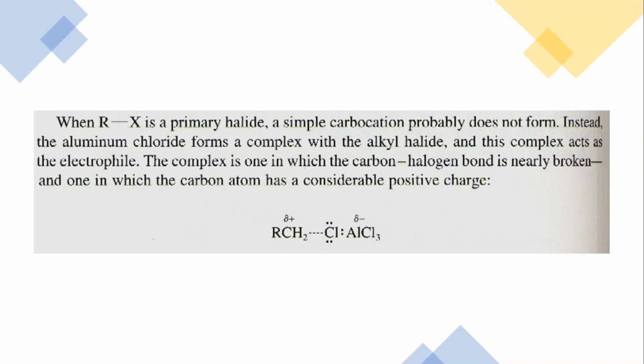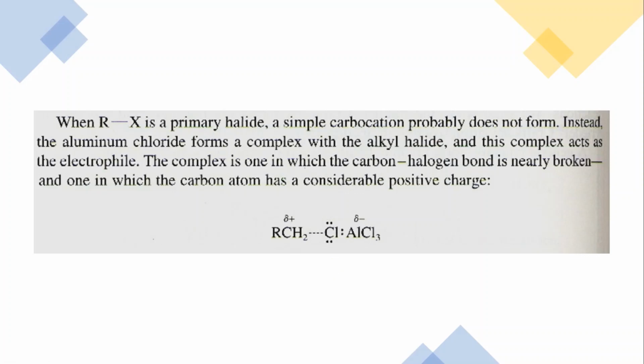There is a little bit of change in the mechanistic pathway for the primary and for the tertiary and secondary alkyl halide, because in secondary and tertiary alkyl halide we have the carbocation formation. This is a clear carbocation formation, while in the case of the primary alkyl halide we have a complex formation, and this complex is being attacked by the benzene ring, and then the overall thing is the same. Whether that is the primary or the secondary or the tertiary, there will be the attachment of the alkyl group.